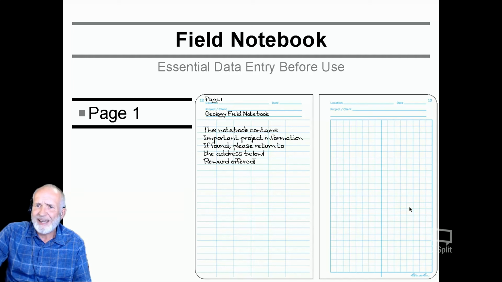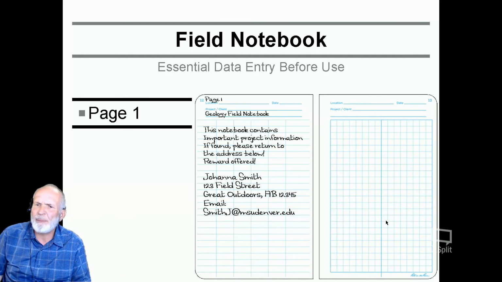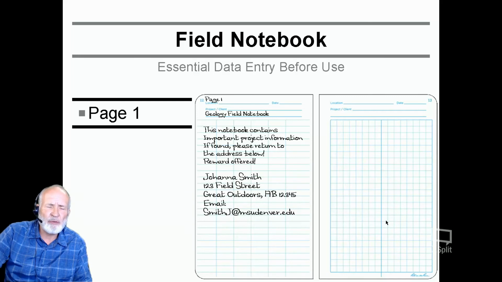Reward offered. It's a good idea to give at least a little bit of a reward in case you lose it. Much better than trying to recreate a lot of data you have collected. And of course, you need to put your address down there somewhere. Maybe a phone number, maybe an email address, whatever you feel comfortable with. That should be on page 1 of your notebook.